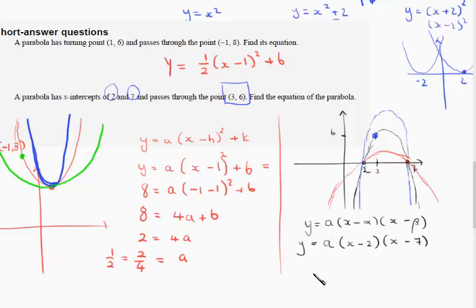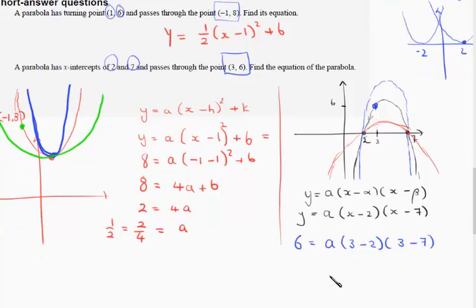Okay. So let's plug in 3 and 6. This is what we did before. They provided the two pieces of information here. So 1, 2. And you have this third information. So y equals 6. A is the unknown. You know, x is equal to 3. So this is a times 3 minus 2. And this is 3 minus 7.